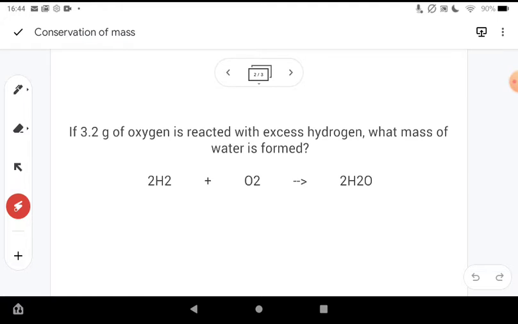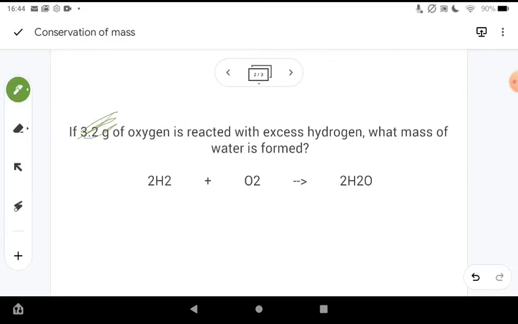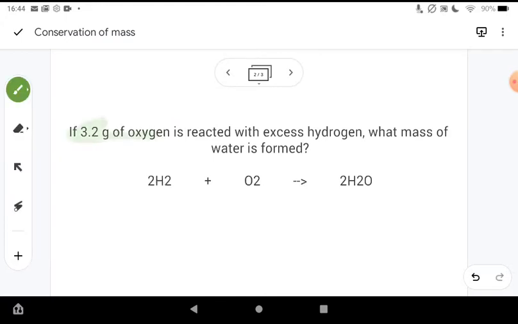So here's an example question for you, and let's highlight the numbers because I always like to do that. So we'll just highlight those numbers, and 3.2 grams of oxygen, and we highlight oxygen as well because it gives us our molecular mass, our MR.